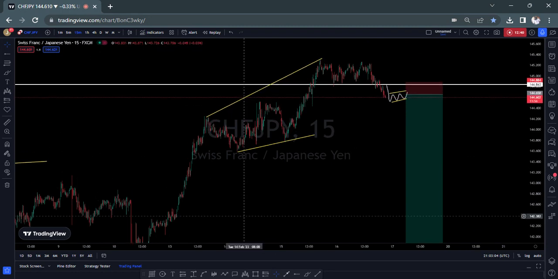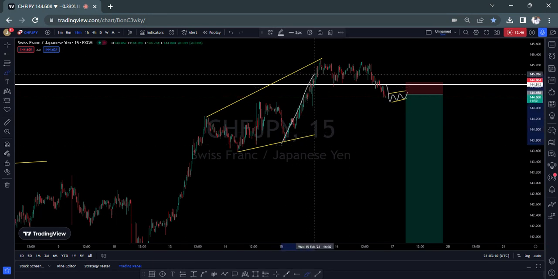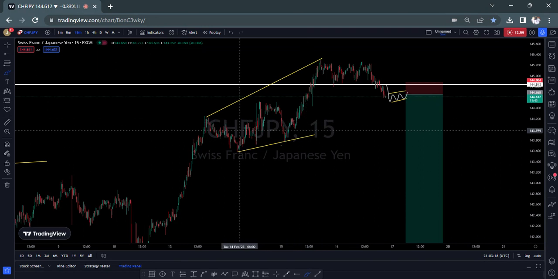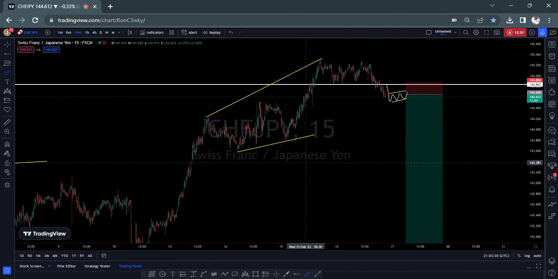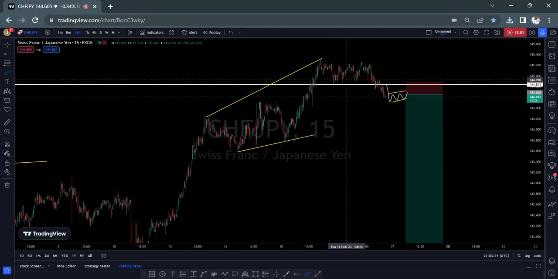You can see the way it extended. This impulse here, although it is not really like an impulsive candle, it's kind of choppy. So that actually shows that the momentum is already becoming low. So it had to break the structure, and when it breaks the structure, it is more reliable.